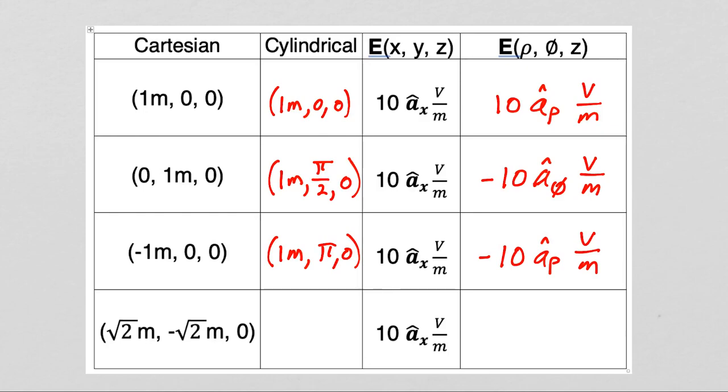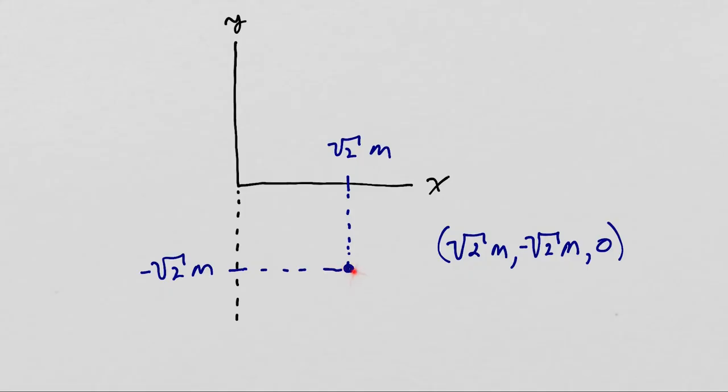Okay, so now we move on to our last point, and this one's going to be a little bit different. And it's going to lead into our discussion of the general way of representing this conversion between vector representation in the Cartesian and cylindrical coordinate system. Here is our point, root 2 meters, minus root 2 meters, 0.